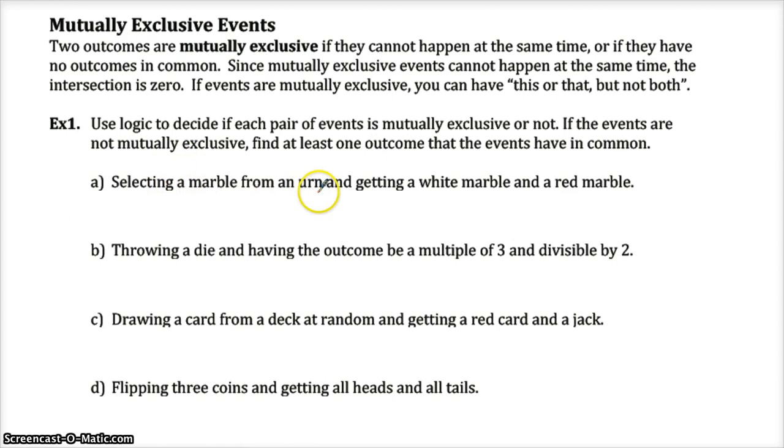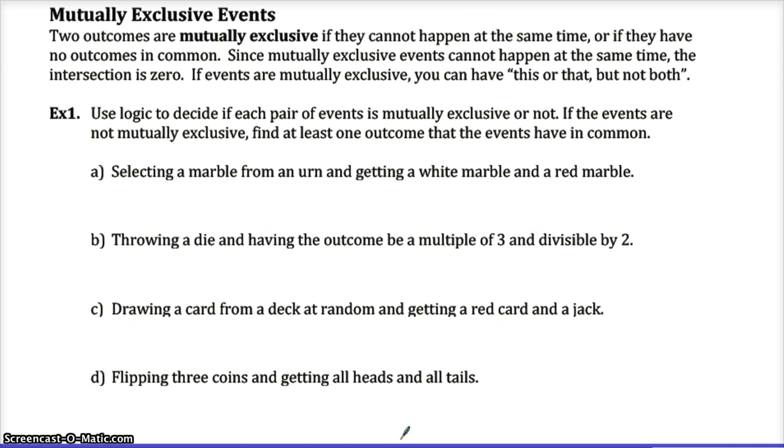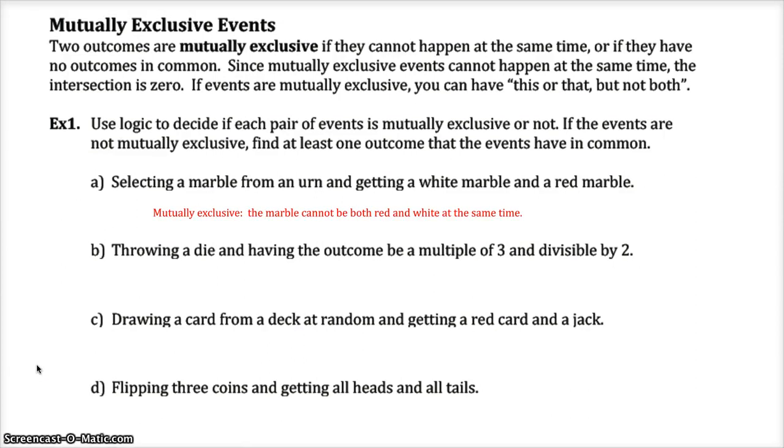Selecting a marble from an urn, it's always an urn. Well, sometimes it's a bag. Selecting a marble from an urn and getting a white marble and a red marble. Well, if the marble is either all white or all red, it can't be both. I guess we don't know enough about these marbles, and if they're swirly white and red, two-color marbles at the same time. But that's what mutually exclusive is about. Can you have a white marble and a red marble in one marble? That's what that means because we're talking about a marble.